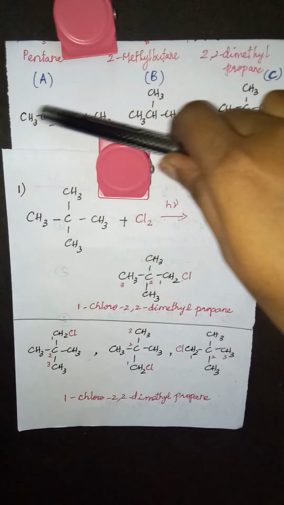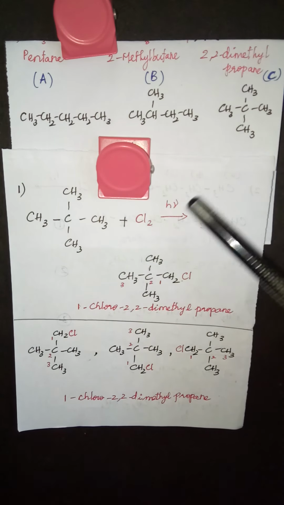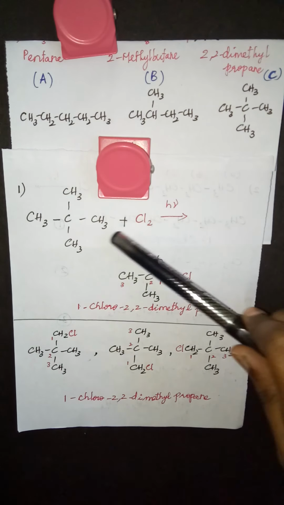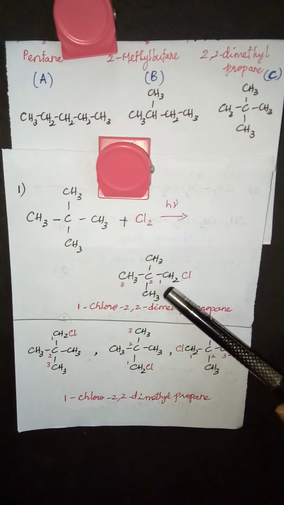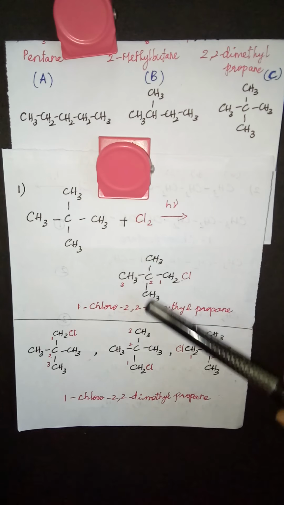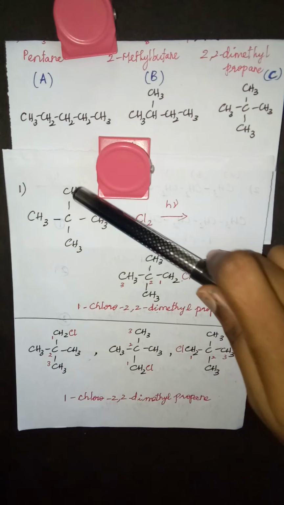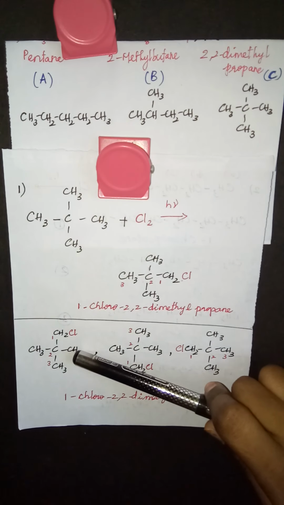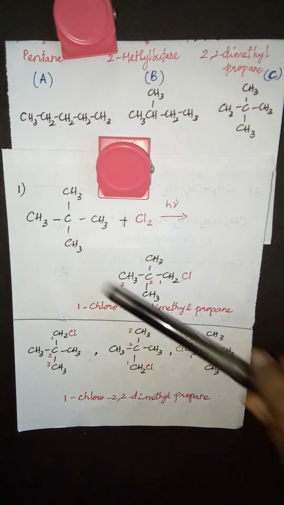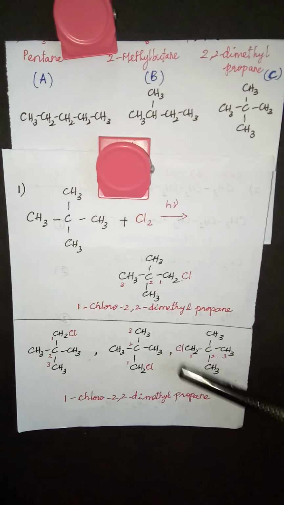Now see, among these three isomers, I'm taking this isomer and I'm treating it with chlorine in the presence of UV light. So what will happen? One hydrogen will be replaced with chlorine. So I'm getting this product, 1-chloro-2,2-dimethyl propane. Are there any other possibility? Suppose if I'm replacing this hydrogen with chlorine, I get this product. If I am replacing this hydrogen with chlorine, I'll get this product. If I replace this hydrogen with chlorine, I get this product. In all the three cases, they are similar to this compound.